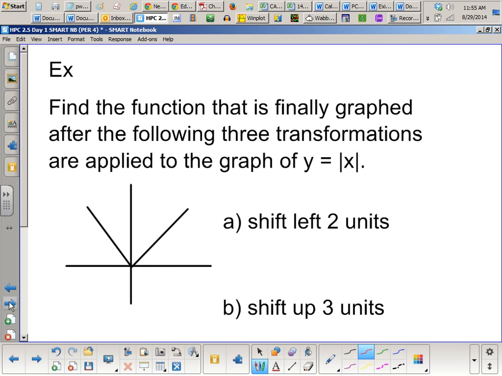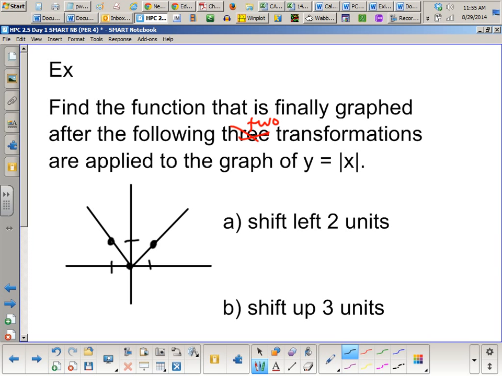Find a function that is finally graphed after the following 3 transformations are applied. And I think I'm actually just going to change this to 2 transformations. We'll just do these first 2 transformations. We're going to transform y equals absolute value of x. Okay, so I did not have to draw this for you because you already know this graph. It passes through these 3 points. I call these the 3 amigos. Okay? -1, 1, 0, 0, 1, 1.